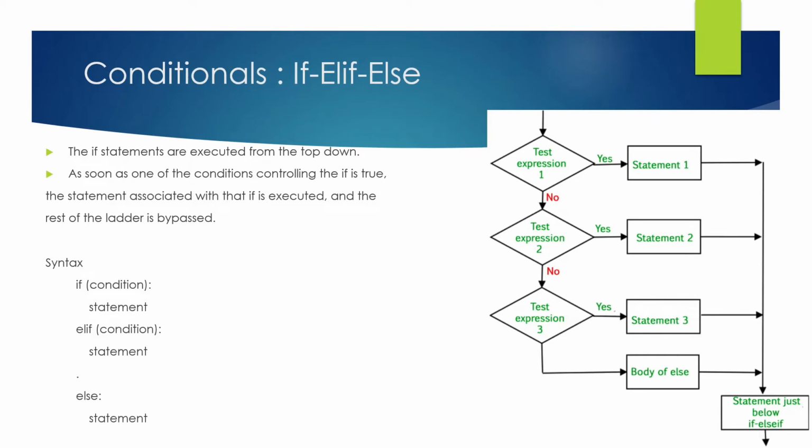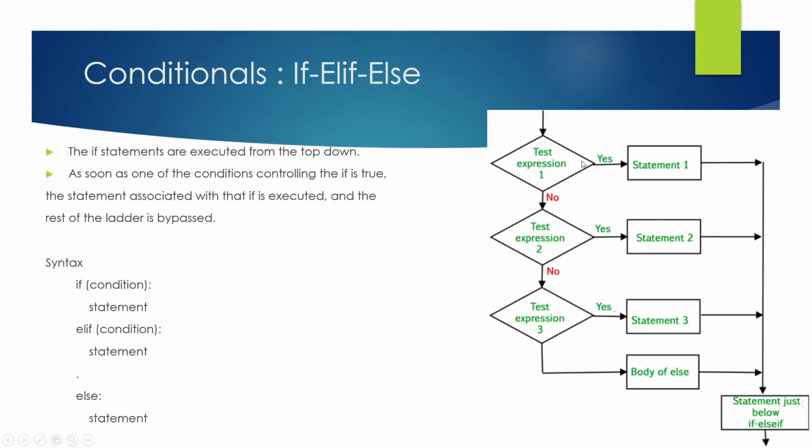Let's try to understand this. There is an if statement. If the condition is met, the statement will be executed and the whole ladder will be skipped. In elif, if this is met, the whole ladder will be skipped, and you can use elif. Do not start your code with elif. Always start with if. You cannot use elif in the first place. Then you can use any number of elifs, and after that else, and its statement will be executed.